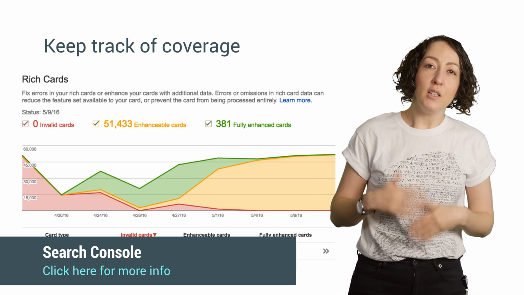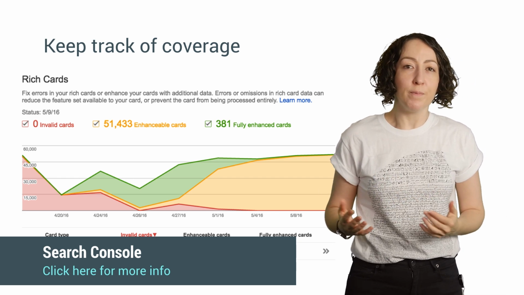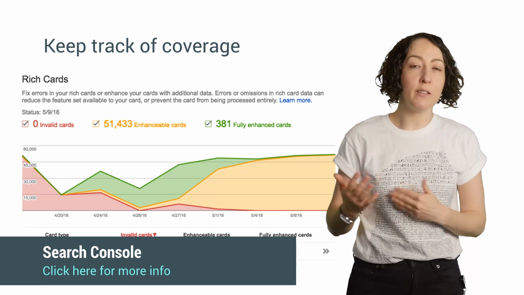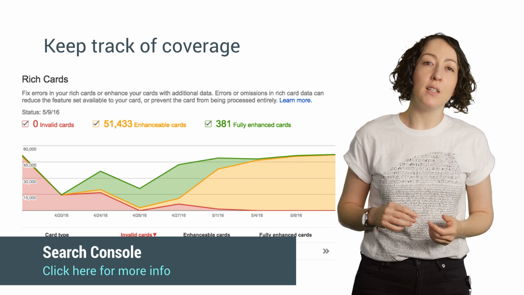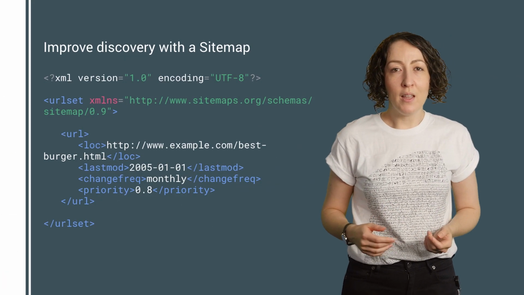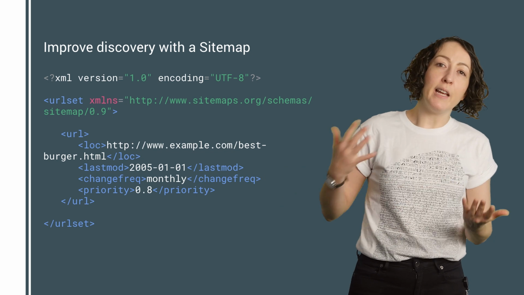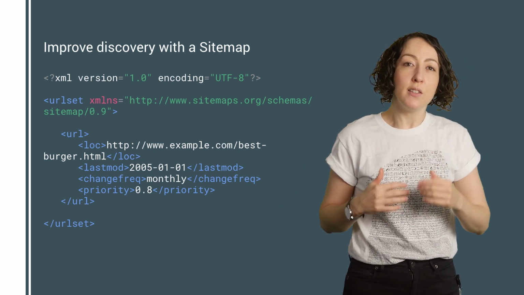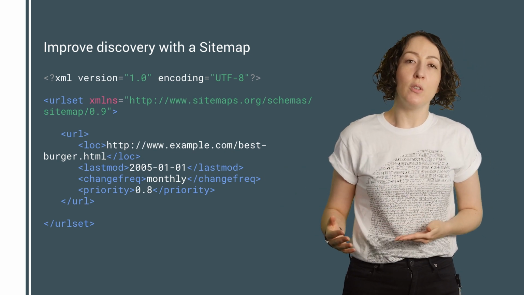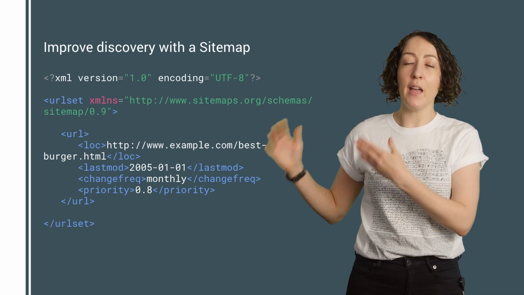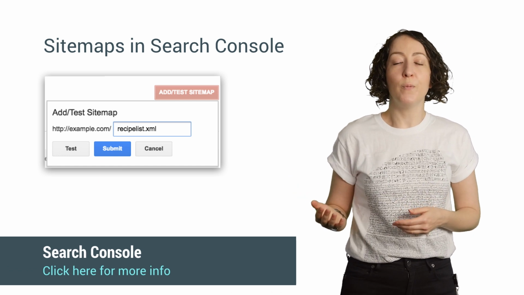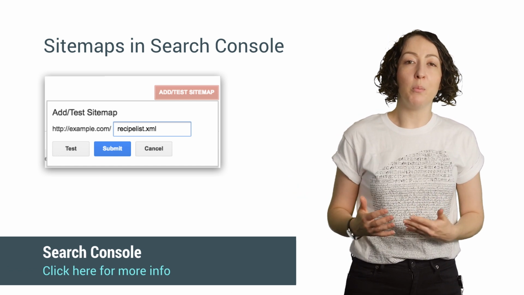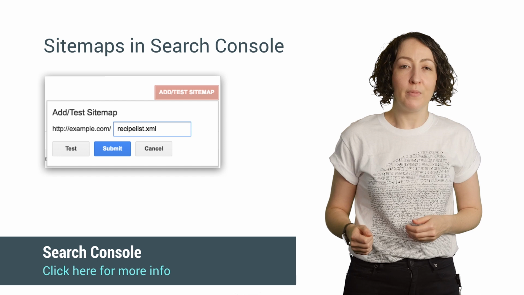If not, then you might have an issue with discovery, meaning that Google can't find all of your pages and process them. And one way to solve this is by submitting a sitemap. A sitemap is basically an XML file which has a list of the URLs that you want to submit to Google for discovery, and it has some metadata about each URL. So you can easily generate this with a third-party tool and then upload it through Search Console. And this will help us find out about all of your pages that have markup.